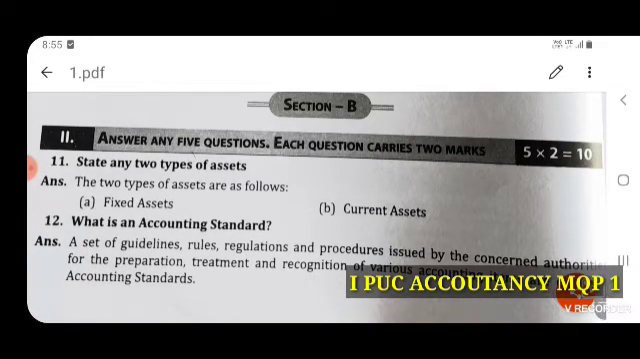Next, what is an accounting standard? An accounting standard is a set of guidelines, rules, regulations and procedures issued by the concerned authorities, that is especially the Institute of Chartered Accountants of India. So these are the rules and regulations given by the experts to record the financial transactions.